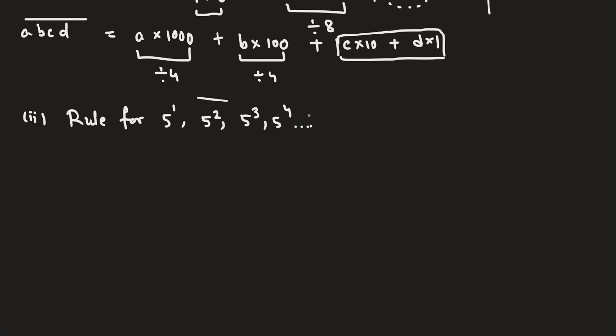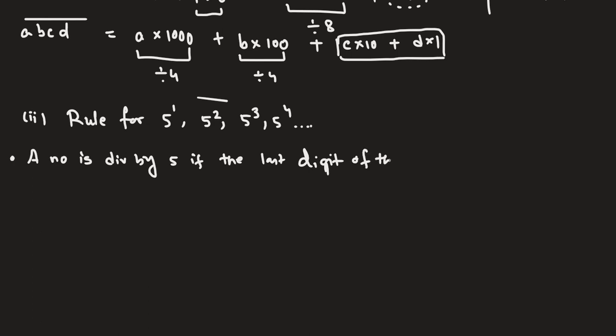All of you know that a number is divisible by 5 if the last digit of the number is divisible by 5. The same thing happens here also. A number is divisible by 5 if the last digit of the number is divisible by 5, same as the rule for 2 to the power 1.